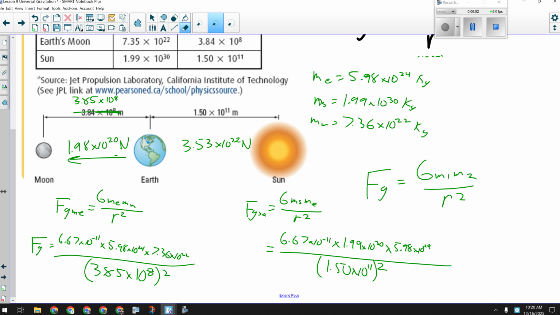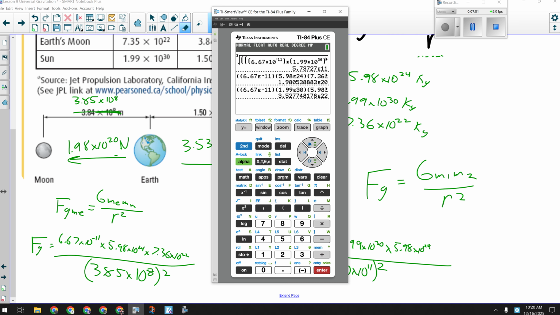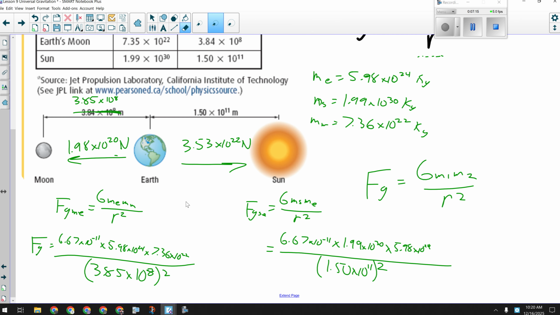Vector sum of all forces. Okay, since the moon pulls the Earth away from the sun, and the sun obviously pulls the Earth towards the sun, that's simply going to mean subtracting those two numbers. So taking that number there and subtracting that number, I get 3.51 times 10 to the 22 newtons towards the sun.